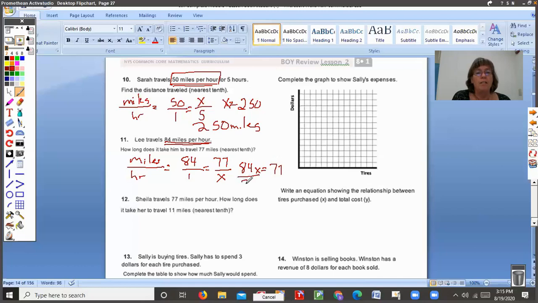We want to get x by itself. So we're going to divide both sides by 84. It says round to the nearest tenth. So we're going to do this right over here. So let me go to a black. 77 divided by 84.